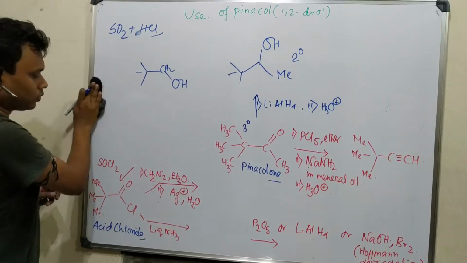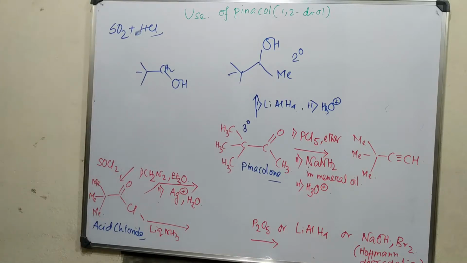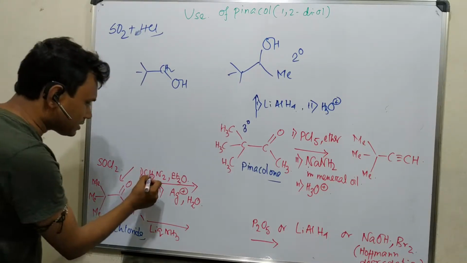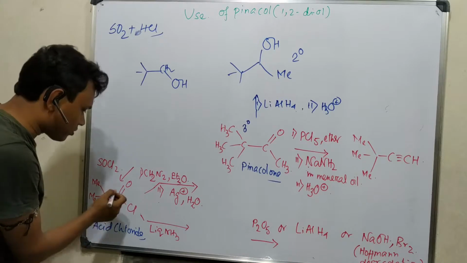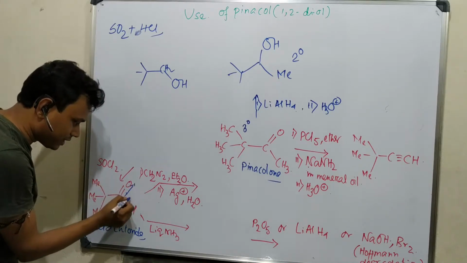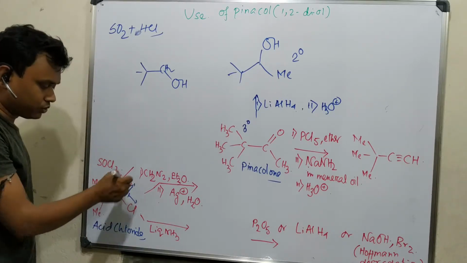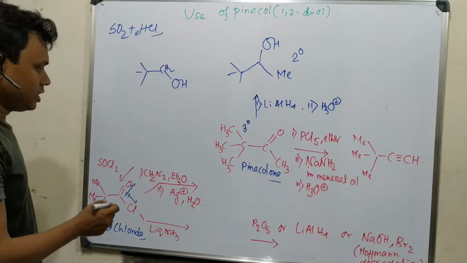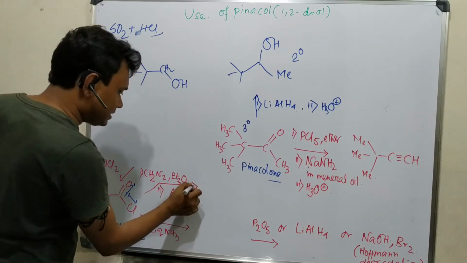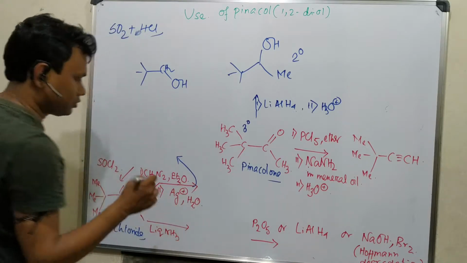Acid chloride, we know that it's a very reactive reagent. Why am I saying reactive? Because it is electron deficient. This is an electron withdrawing effect, both chlorine and oxygen. That's why it's very electron deficient. So what happens? Let's write it in this way to manage the space.